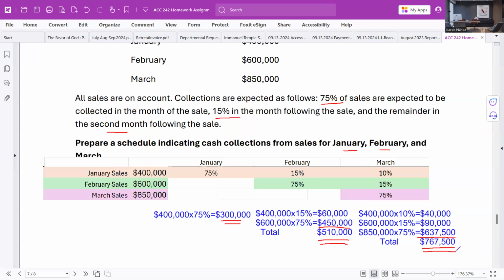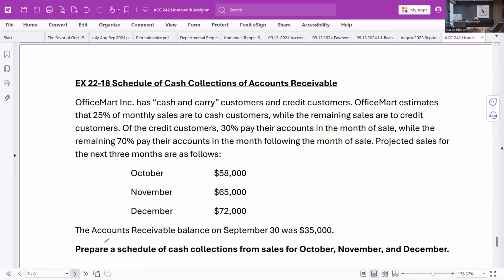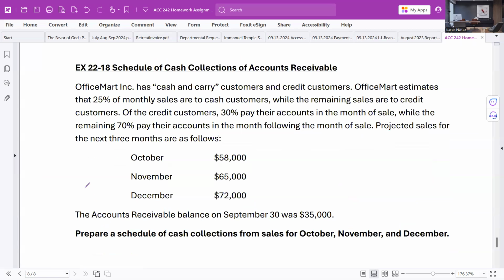Okay, we have just one left here. Let's go ahead and finish off this last one. And again, that's another cash collection one, and that's one that's pretty comprehensive. We've got a lot going on here. Let me see if I can kind of break this down a little bit beforehand.